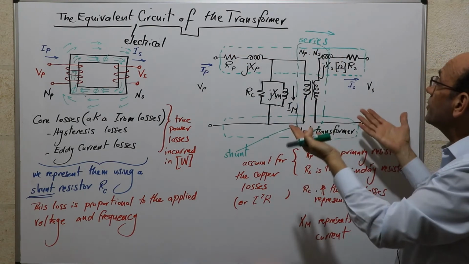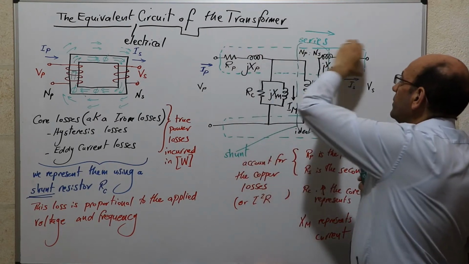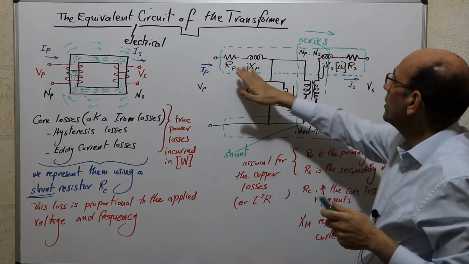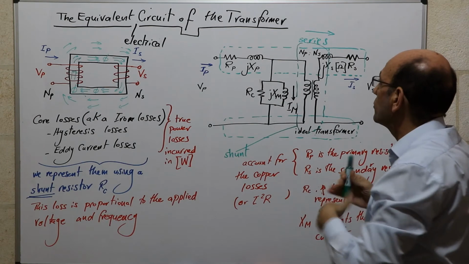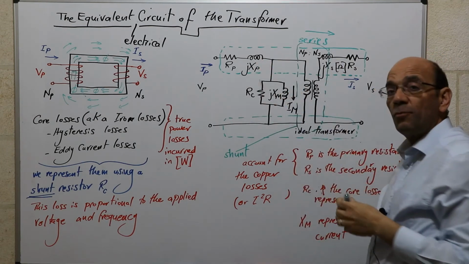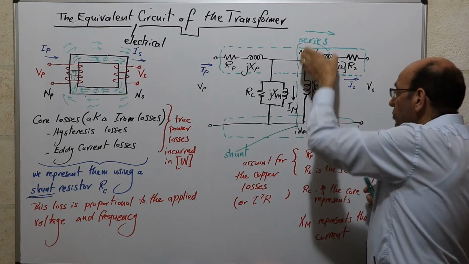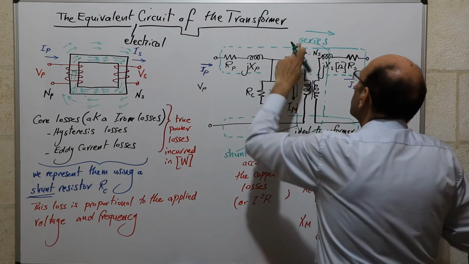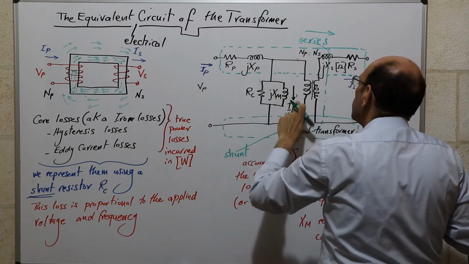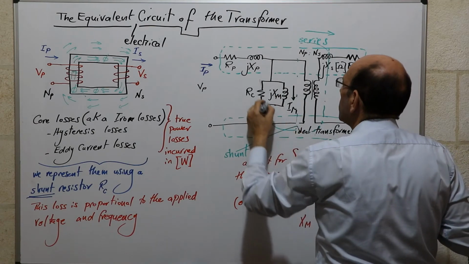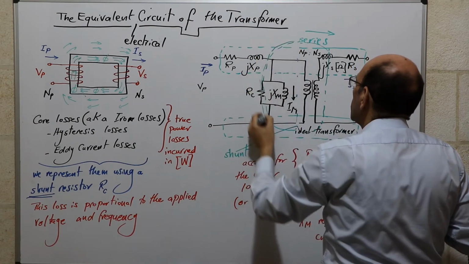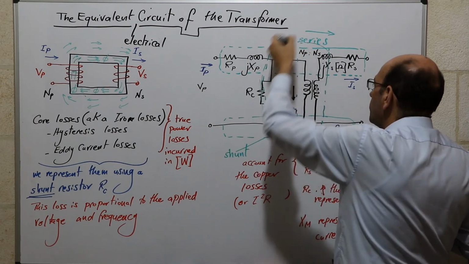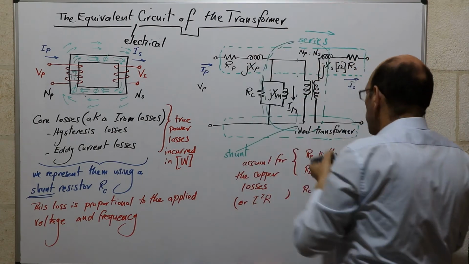And in an ideal transformer, we'd like this to be as small as possible, so R and R to be as small as possible, X and X to be as small as possible, and we would like the shunt component to be as large as possible. So the shunt component should have included these components as well. So this represents the shunt component and this represents the series components.